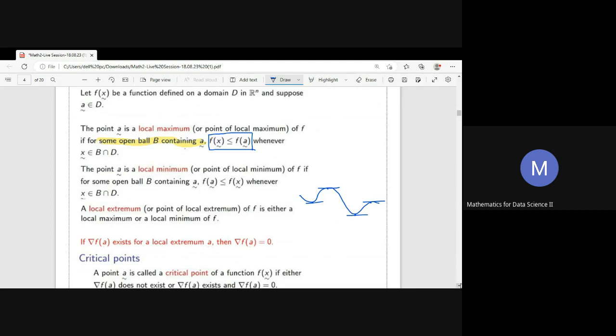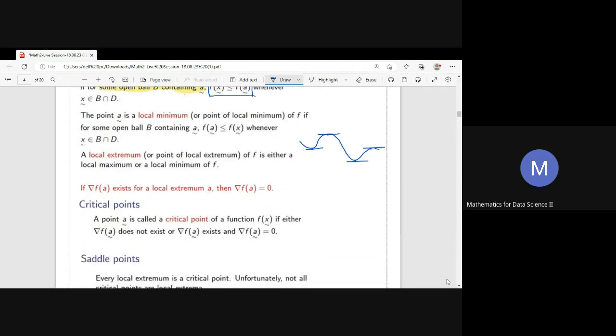Okay, fine. So now what are critical points? A point a tilde is called a critical point of a function f of x tilde if either del f of a tilde does not exist, or del f of a tilde exists and del f of a tilde equals 0. So either this or this. In both cases, it is called a critical point. Even if it does not exist, or if it exists and equals 0, in both these cases you call that point a critical point. Okay, fine.